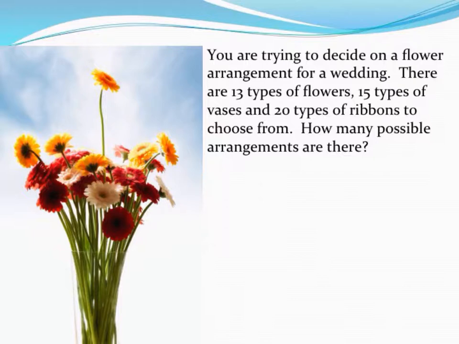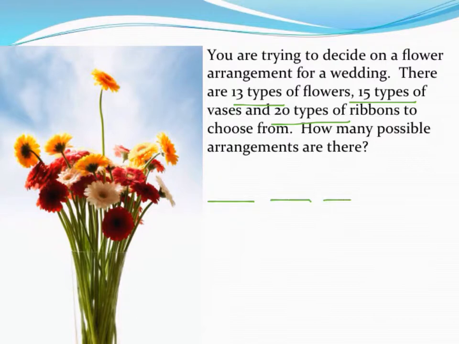So let's take a look at one more example and choose whether we want to use a tree diagram or the blank space method. In this case, we've got 13 types of flowers to choose from, 15 types of vases, and then 20 types of ribbons. I definitely don't want to make a tree diagram for this one because it's going to be huge. You could if you wanted to, but it's going to be enormous. Instead, I'm going to try the blank space method.